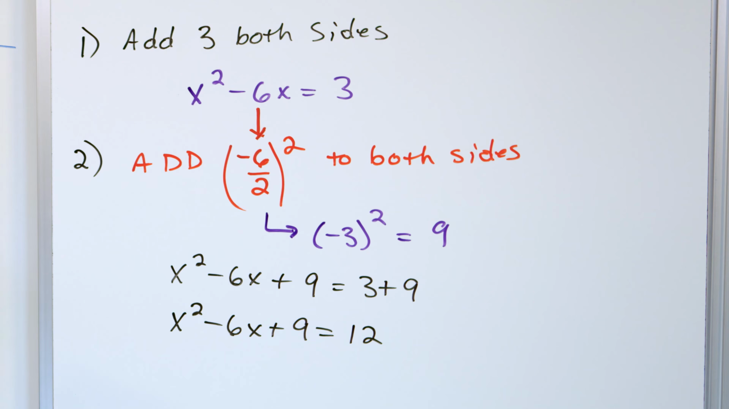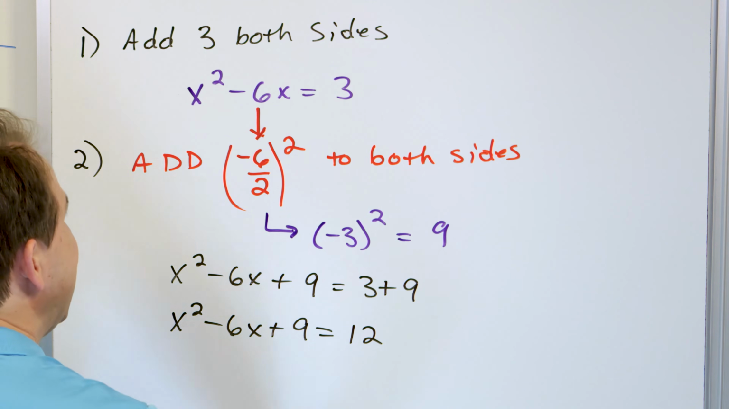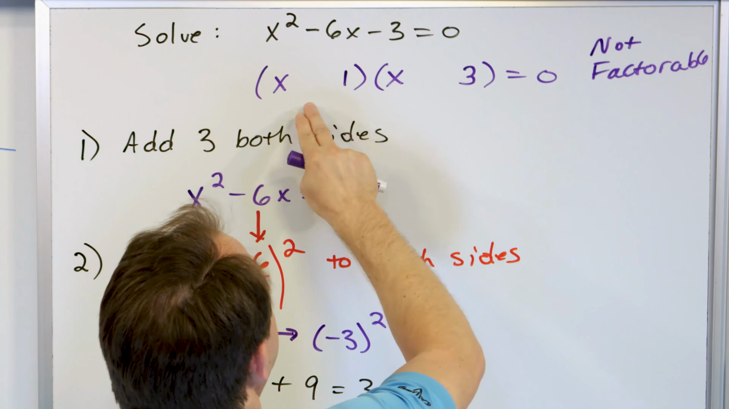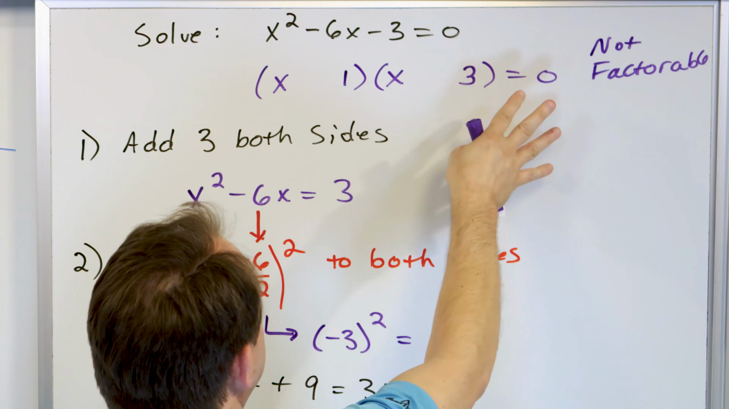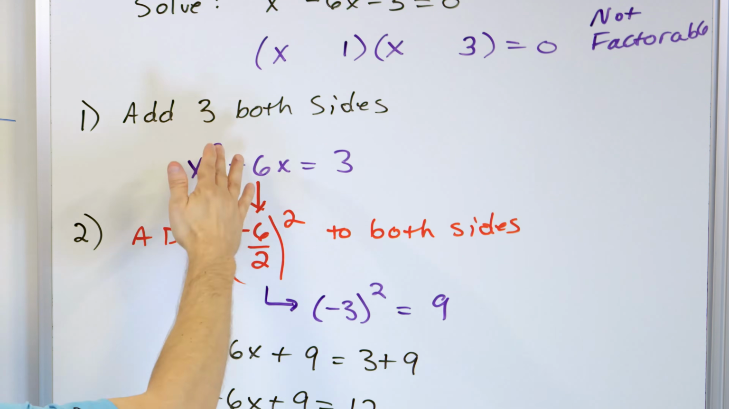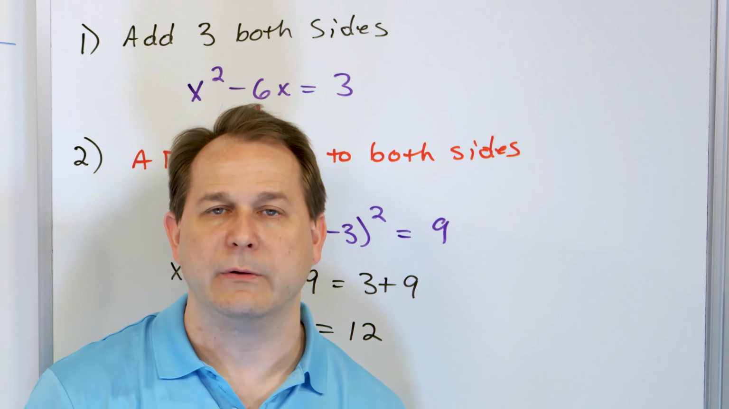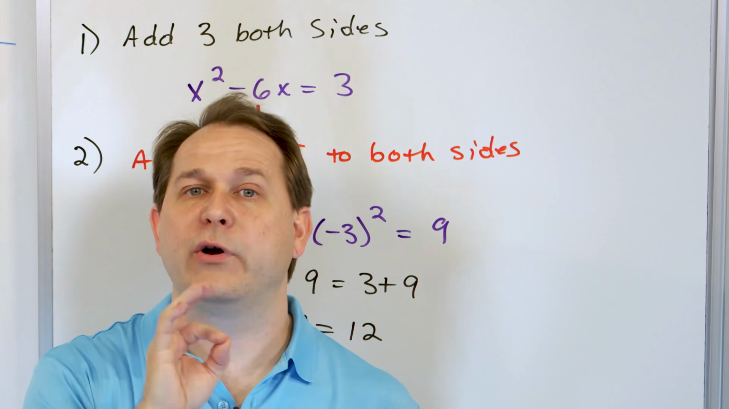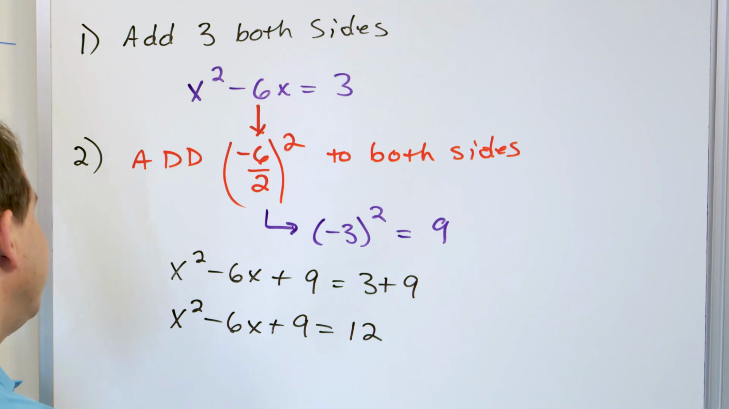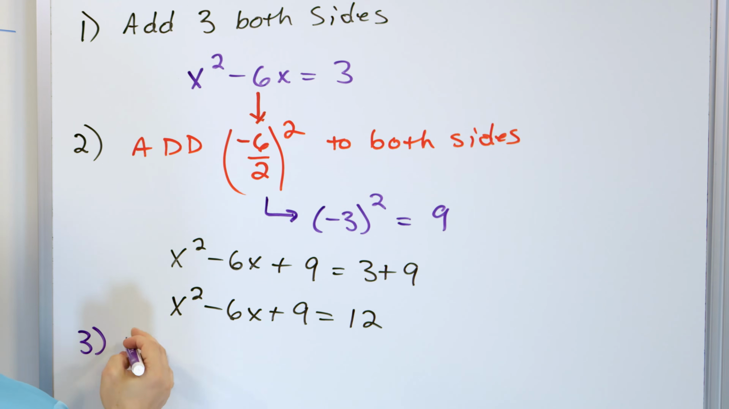Now, how did we make this easier? Because in the original problem, we did not know how to factor this. It wasn't factorable. But now I'm telling you that after you complete the square, this thing on the left-hand side is always factorable. We always can factor it because of what you've done in this process. So let's try it. Here you go, step number 3, factor.